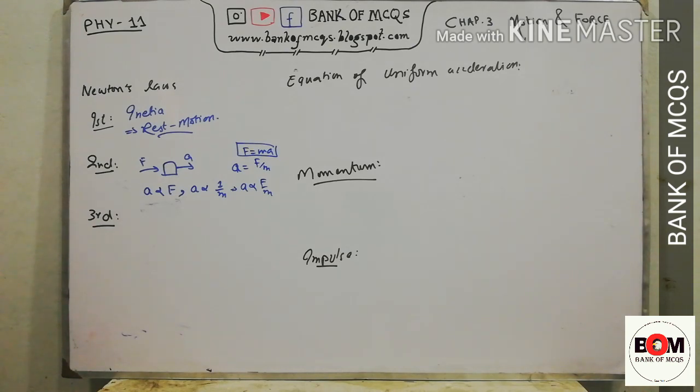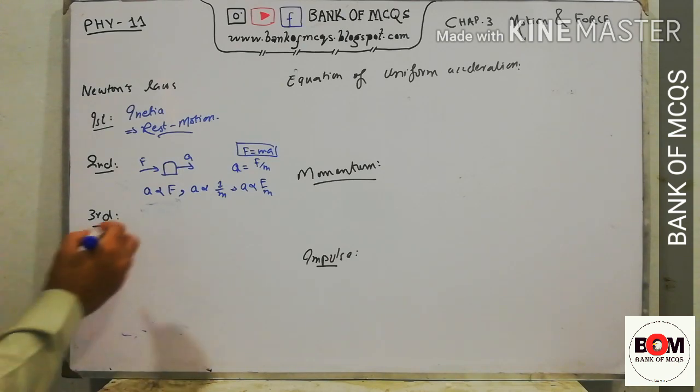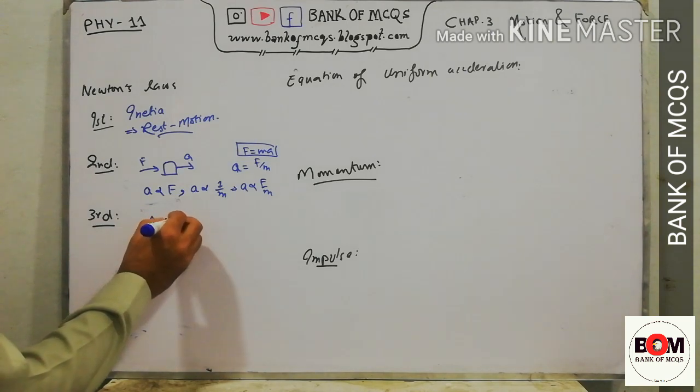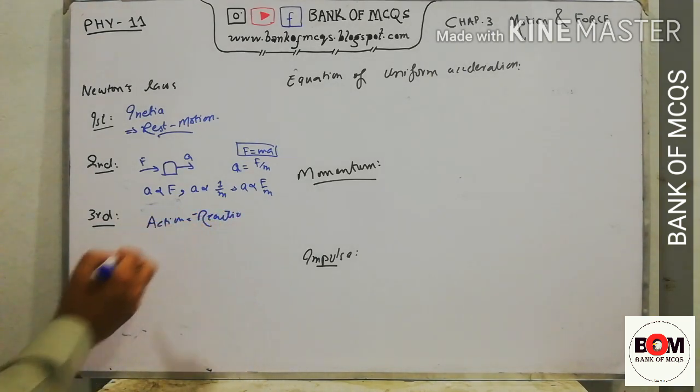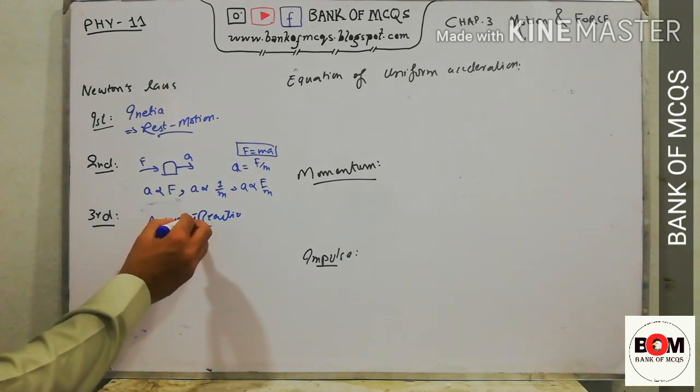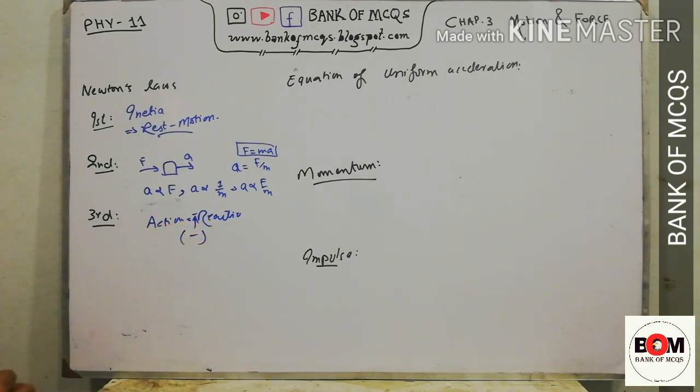The third law is called the law of reaction. For every action, there is an equal and opposite reaction. For every action, there is an equal reaction, but opposite in direction. So for opposite in direction, we put the sign negative.